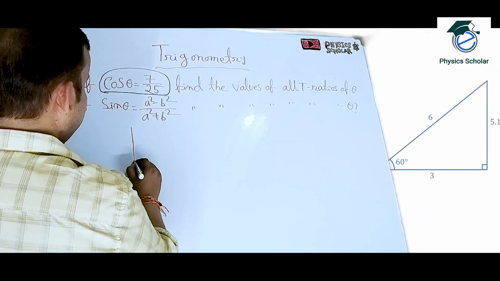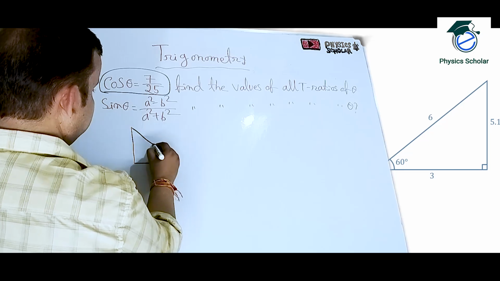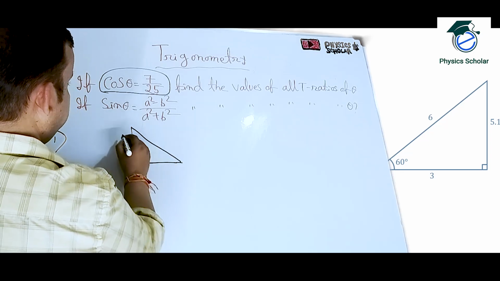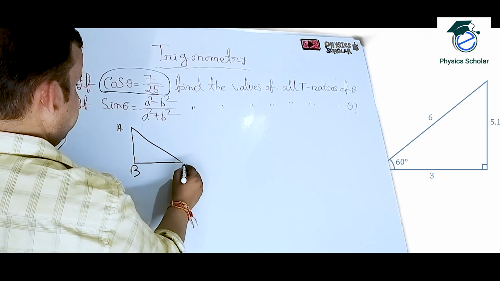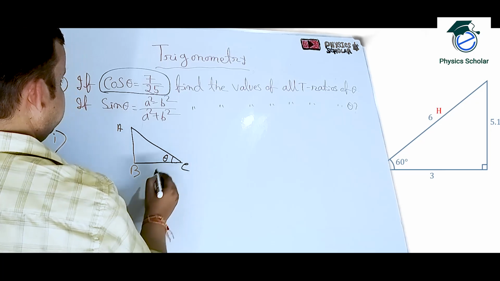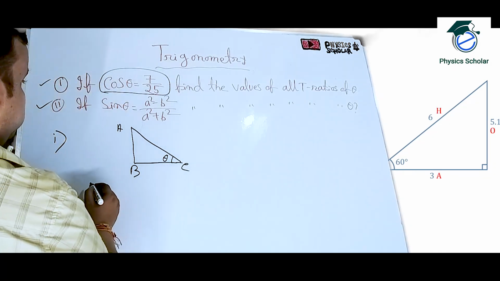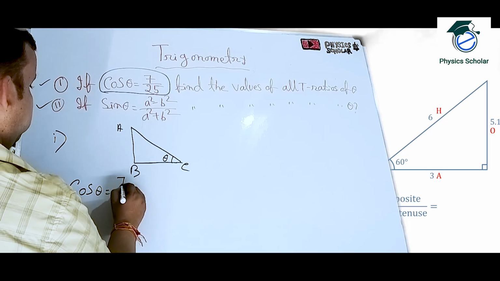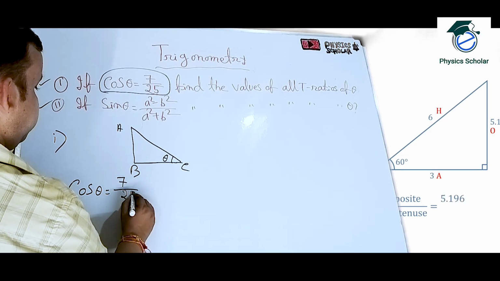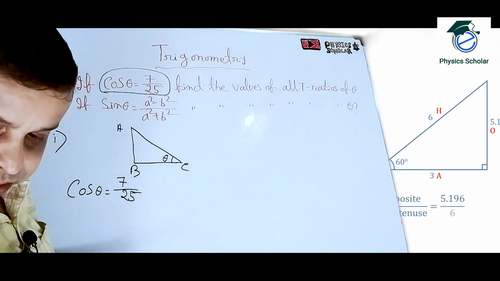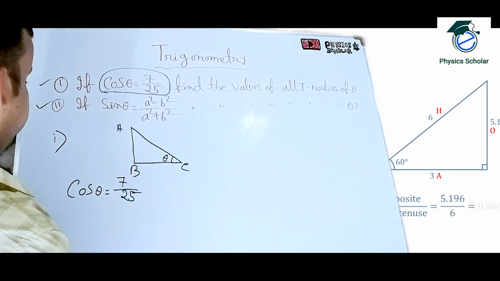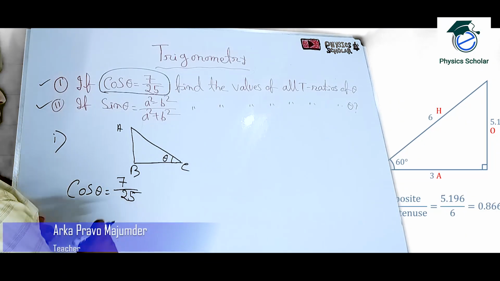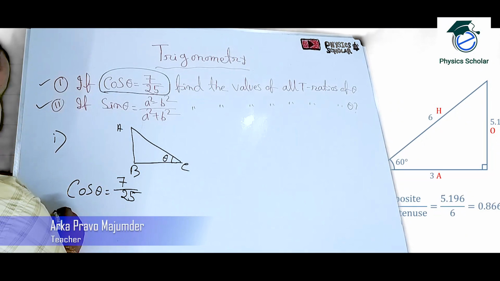We have to draw the triangle. Suppose it is A, B and C, with angle theta. Cos theta is equal to 7 by 25, which is given. So it is the ratio. Okay, what is the procedure?